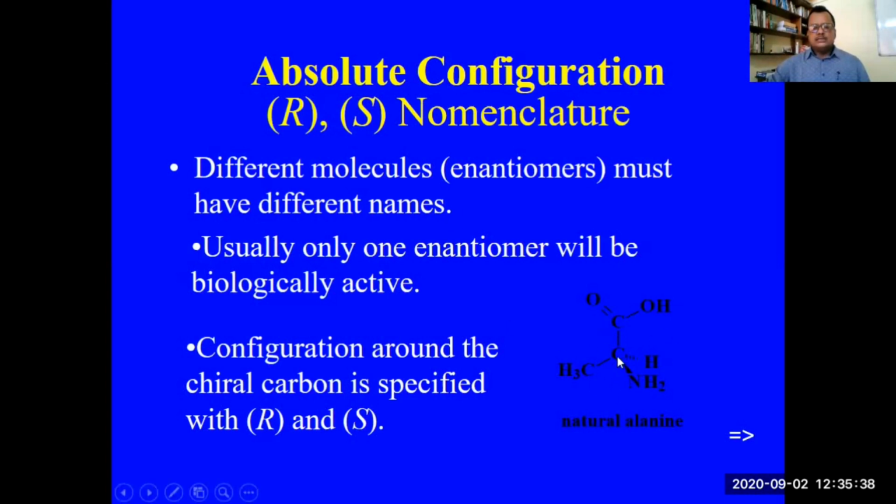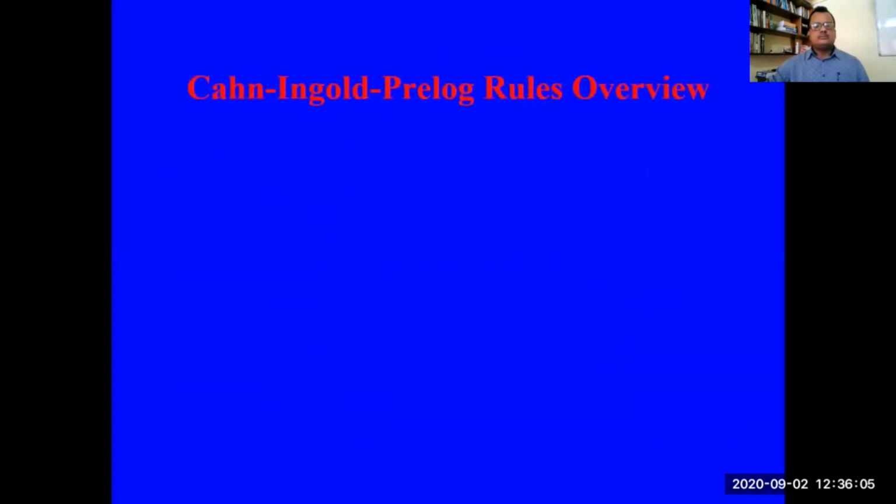So here is another molecule, alanine. It is an amino acid, and this is the stereo center. So we can assign configuration. I will just tell you what this configuration is. This configuration is S. It is S, it is not R. I will explain in the coming slide how we assign configuration. There is a set of rules.